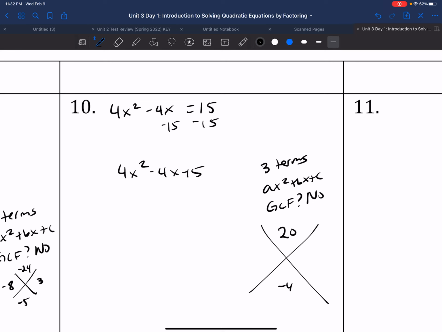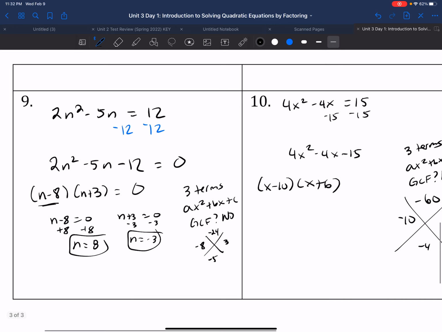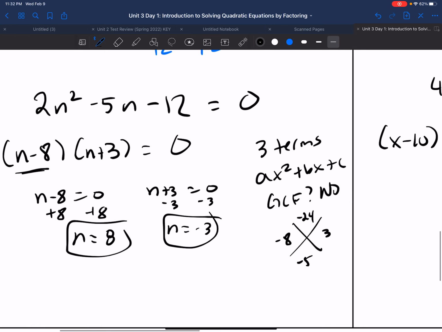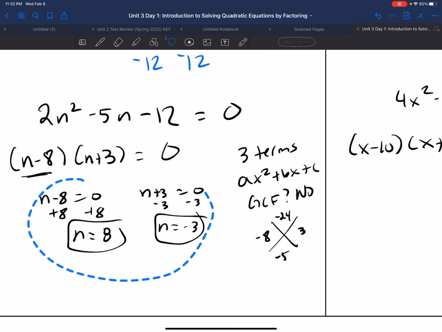Did I do something wrong? I did do something wrong. This should not be a 20. That should be -60. There you go. And then I put -10 and 6 here. So I write x minus 10, x plus 6. Did I use the swing method? I did not use the swing method. So I'm going to go back and fix that.